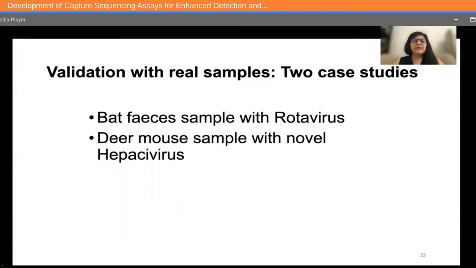So then we proceeded to validation with real samples using 2 case studies. One was a bat feces sample with rotavirus, and one was a deer mouse sample with a novel hepacivirus that was already obtained using RACE PCR in the lab.